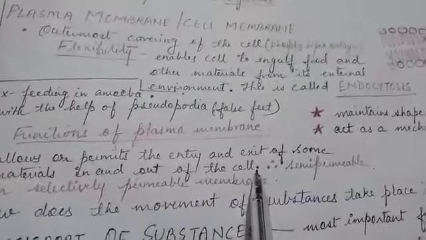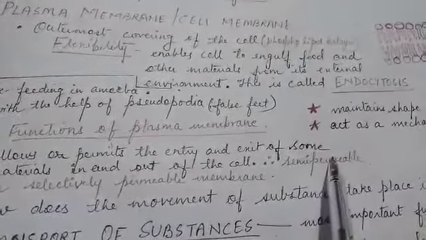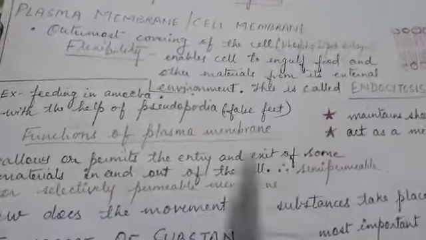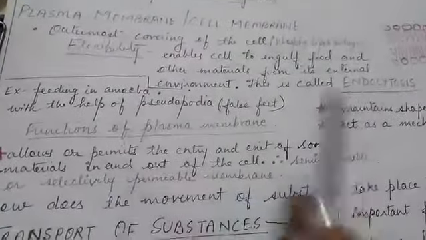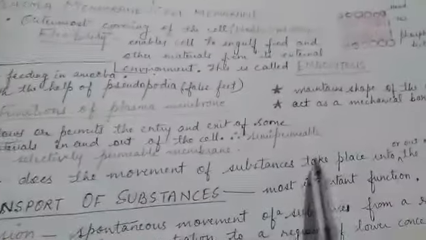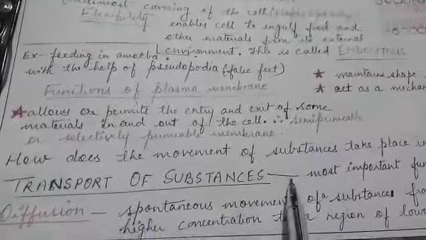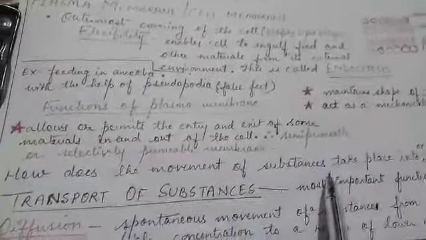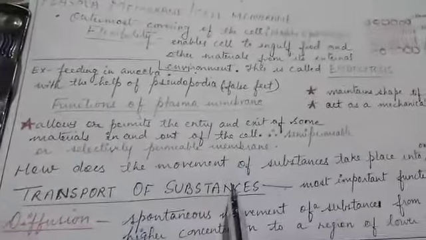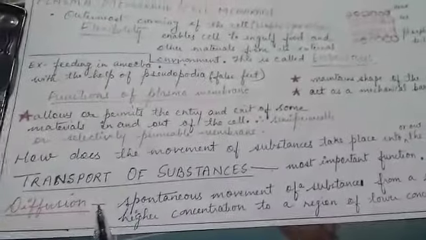Why is it called a semi-permeable membrane or selectively permeable membrane? Because it allows the entry or exit of certain materials to pass through it. Now, how does the movement of these substances take place in and out of the cell? This is the most important function of the plasma membrane, the transport of substances. How is this movement of substances possible? It is possible first by diffusion and osmosis.